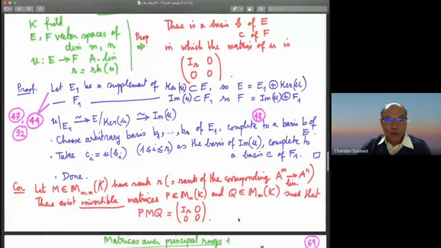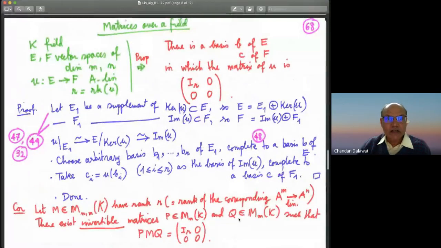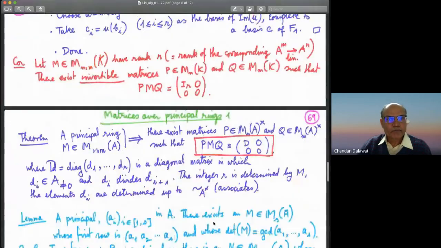What we would like to be able to do is to find the analog of this theorem when your base ring is no longer a field as here, but a principal ring. So that's our next aim. We want to find the analog over a principal ring.